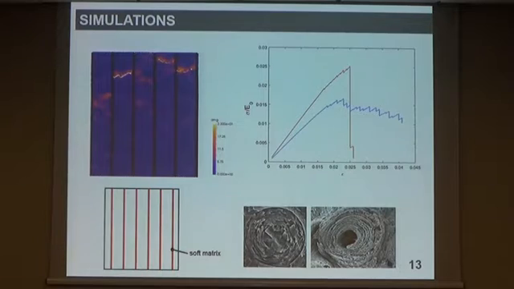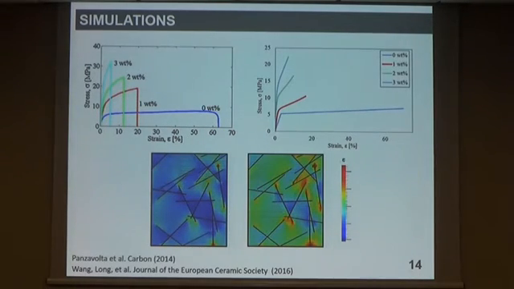You can do the same with some soft matrix layers. Here the mechanism is a bit different. The damage accumulates, some cracks start to grow and propagate, but they are blocked by these soft layers, and then more cracks will appear, and you have toughening, optimization of the toughness with a relatively low loss of strength and stiffness.